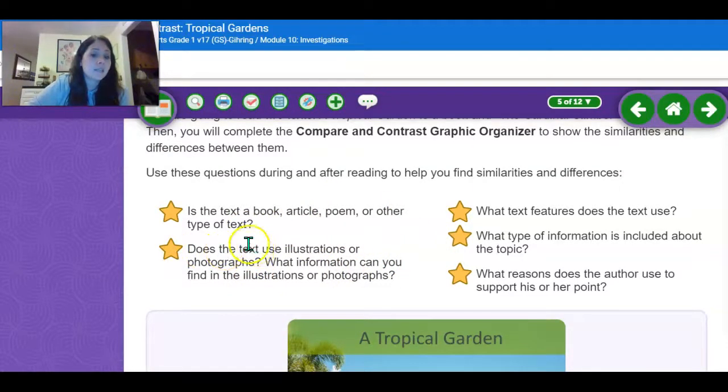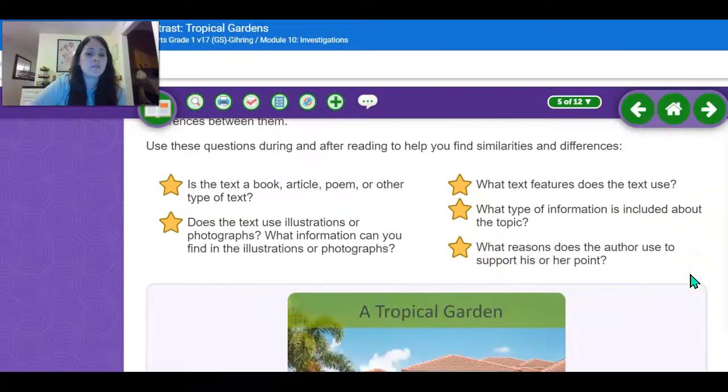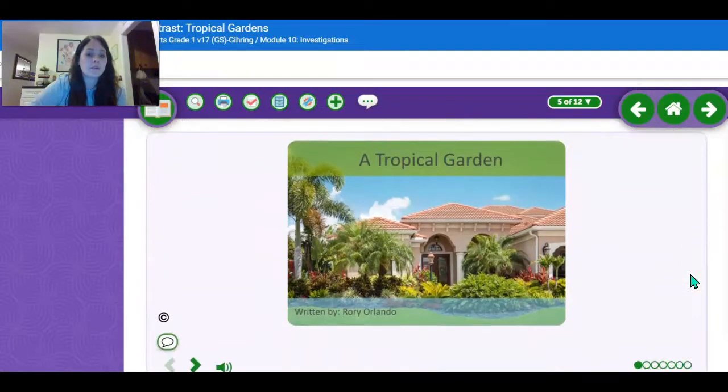Is the text a book, article, poem, or other type of text? Does the text use illustrations or photographs? What information can you find in the illustrations or photographs? What text features does the text use? What type of information is included about the topic? What reasons does the author use to support his or her point?